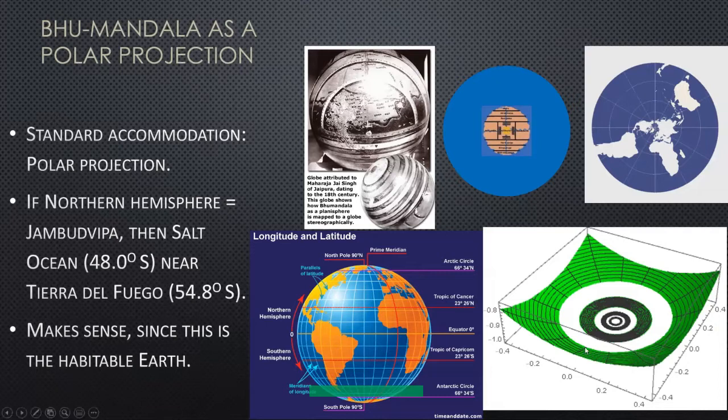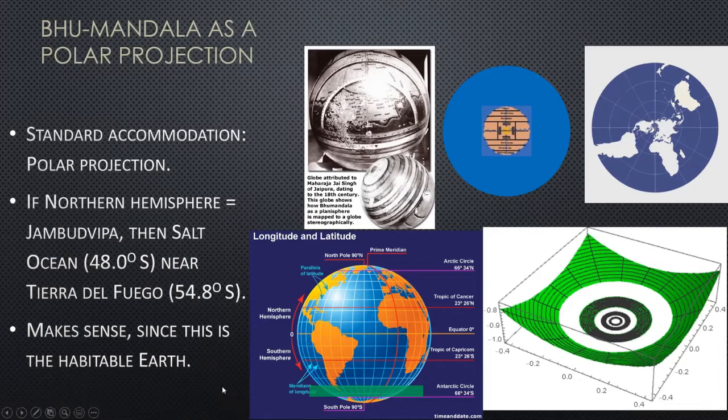And so what we did was we did an inverse projection. And what we saw was that the first island beyond Jambudvip, which is Plakshadvip, ended up starting at 48 degrees south of the equator. And that is very near the tip of South America, which is 54.8 degrees. And if you keep going, it becomes smaller and smaller, in a very small size here.